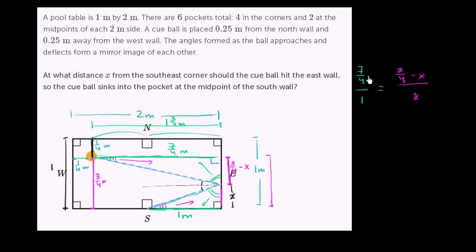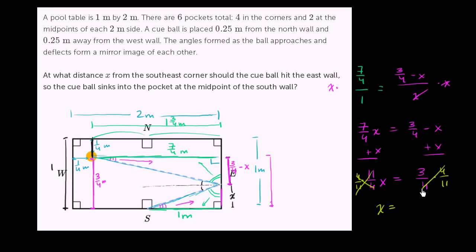So let's now solve for x. If we multiply both sides by x, on the left-hand side we end up with 7/4 x. And on the right-hand side, we're left with 3/4 minus x. Now we can add an x to both sides, and 7/4 x plus another 4/4 x gives us 11/4 x is equal to 3/4. To solve for x, we multiply both sides by the reciprocal of its coefficient, 4/11. This gives us that x is equal to 3/11 of a meter. So if we hit 3/11 of a meter above the southeast corner of this wall, then we should hit this pocket right over here.